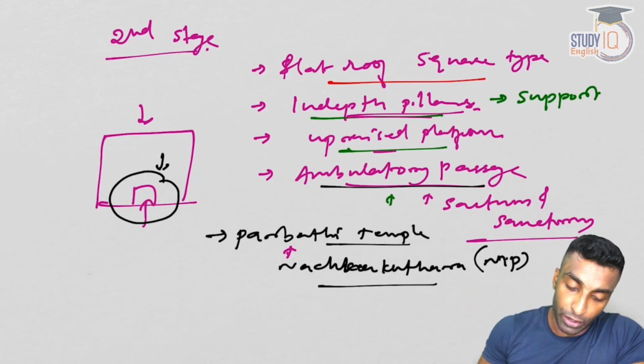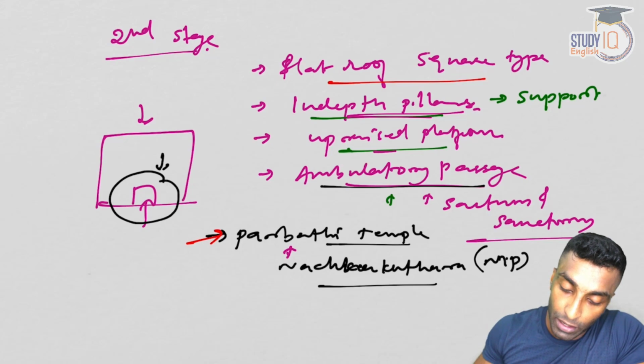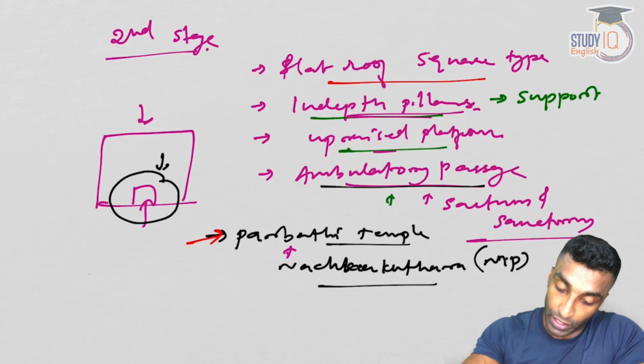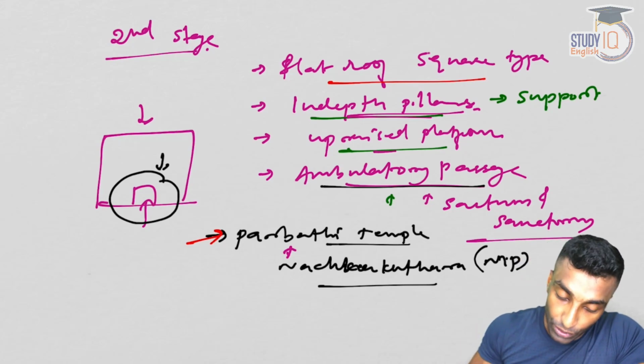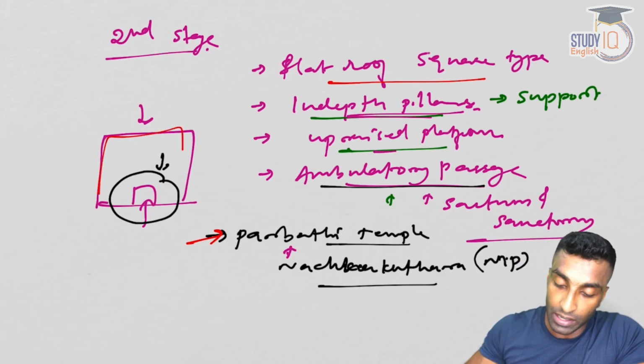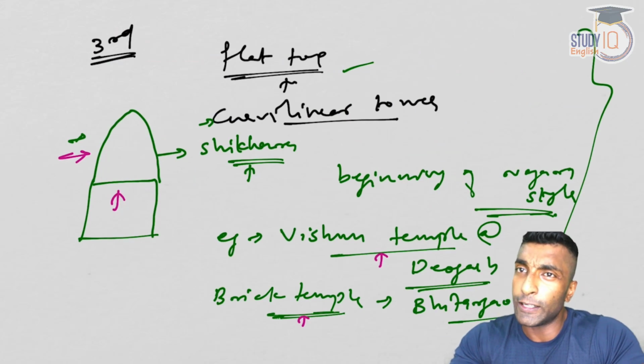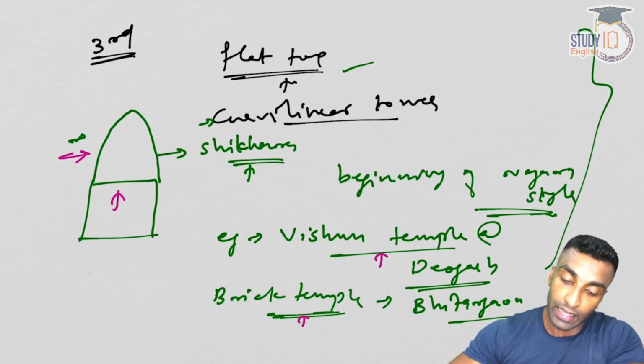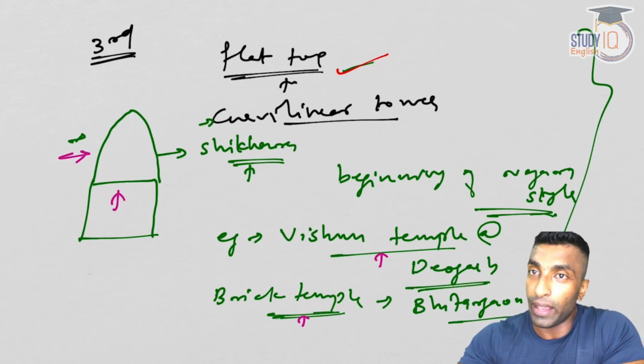And then you can talk about this as the example, Parvati temple, Nachna Kutara, okay? So this is how it is, and the pillars are strong here. Now the third stage, if you see, the second stage, whatever is there, that will be continued. That means it will be a flat roof, okay?